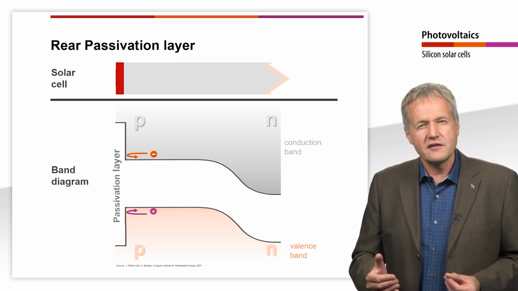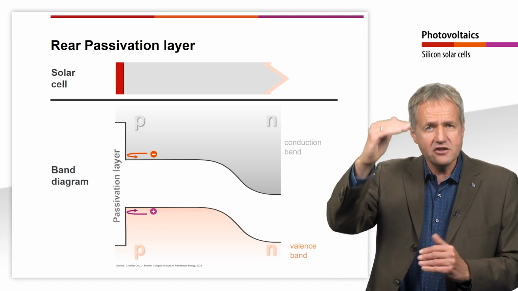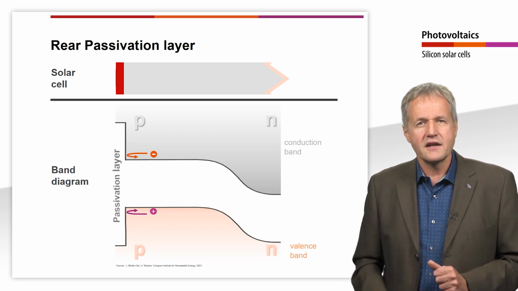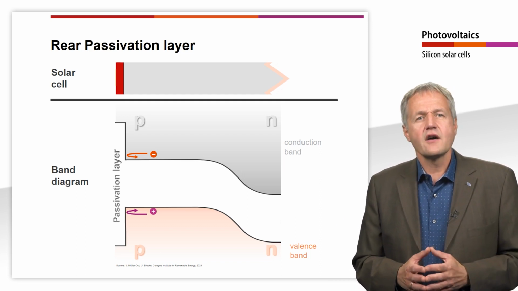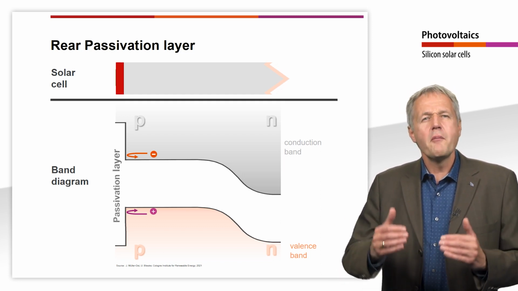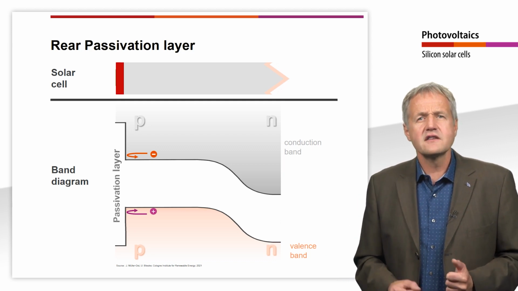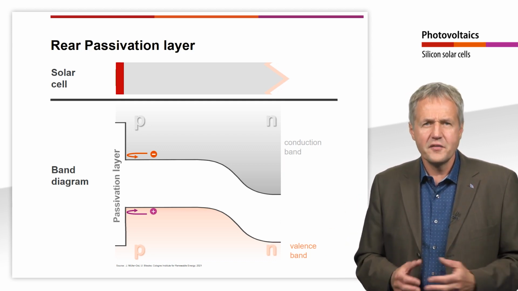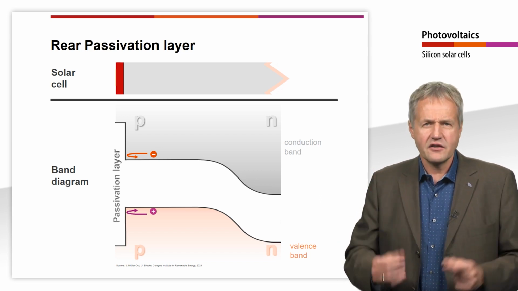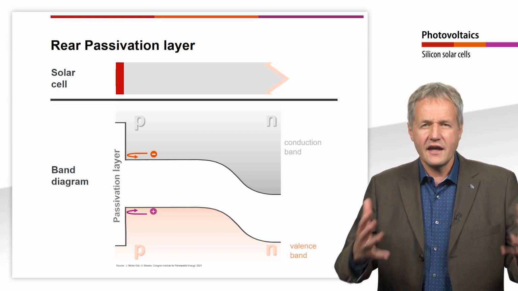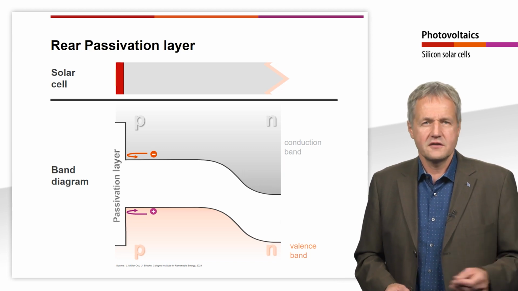Due to the significantly larger potential step between the conduction band in the p-silicon and the conduction band of the passivation layer, a much stronger electric field is created than in the case of the back surface field. This results in a much more effective electron mirror than in the case of the back surface field.